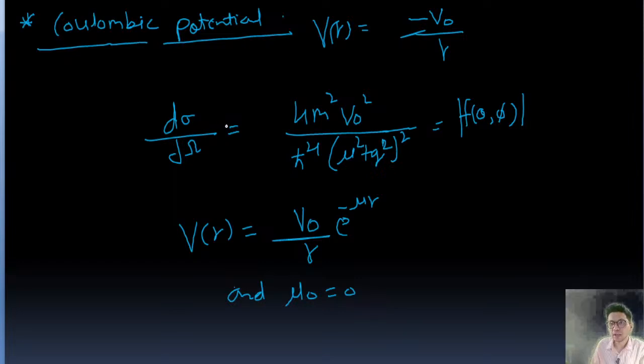Because dσ/dΩ is mod square of f(θ,φ), the sign is not going to make any difference. So this potential is in the form of Yukawa potential if μ equal to 0, because this value is this. The sign is not going to change or affect it.